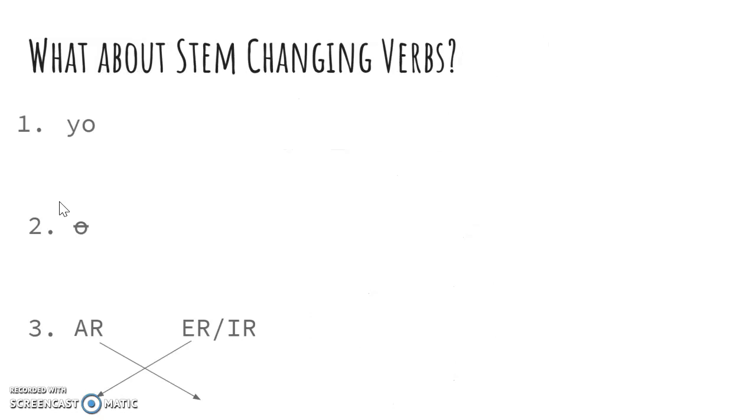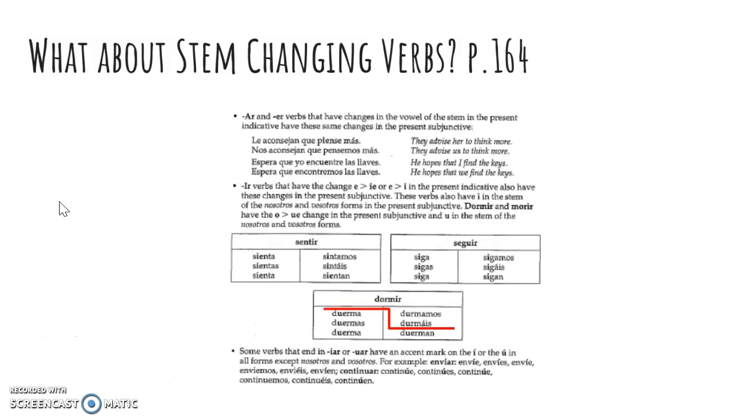So what about stem changing verbs? Same thing. Start with the yo, drop the o, add the opposite ending. So like duermo, dormir, you're going to say duermo, drop the o, add the opposite ending, duerma, because it's an IR verb. So there's some more information about stem changing verbs in your packet on page 164, so you can see what those look like.